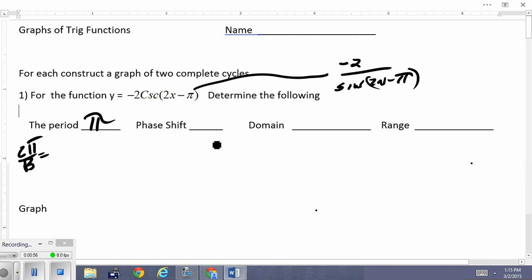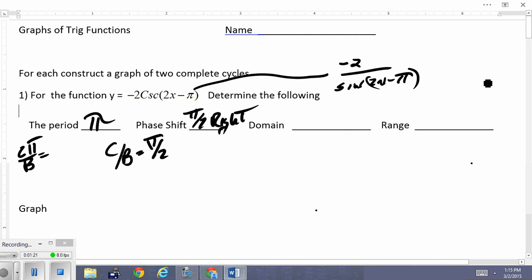The phase shift, with secant and cosecant, is the same as it's been with sine and cosine: c over b. So that makes it pi over 2. The direction is to the right, opposite that of the sine. Now the domain and the range are going to be dependent upon the graph.